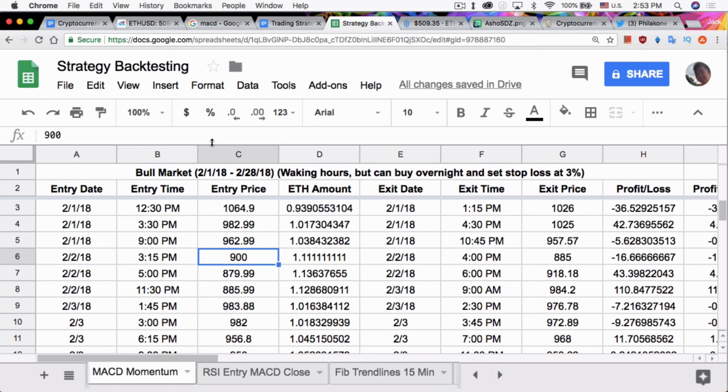I just want to let you guys know this is my belief with the MACD, and that's why I rely on it a little bit more than the RSI. Even though I still do use both, I do think that the MACD is a little bit better.